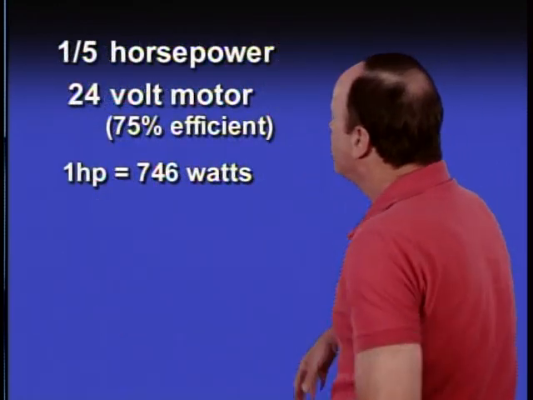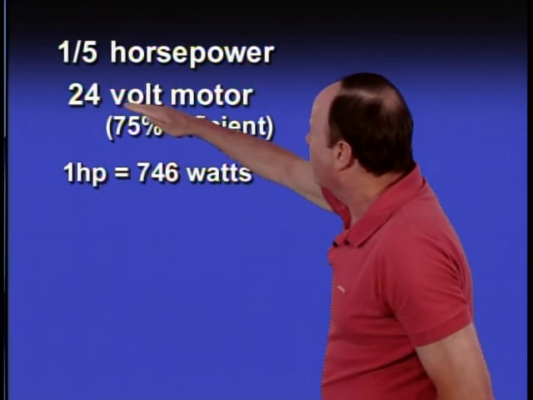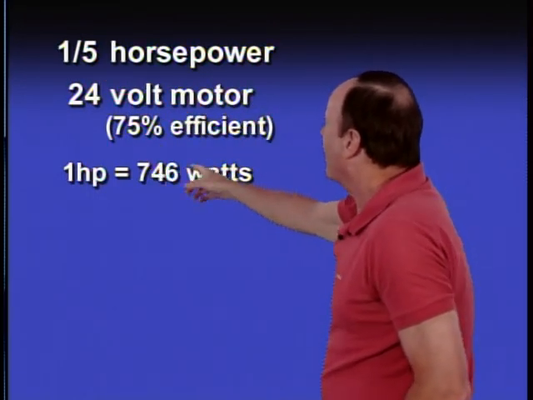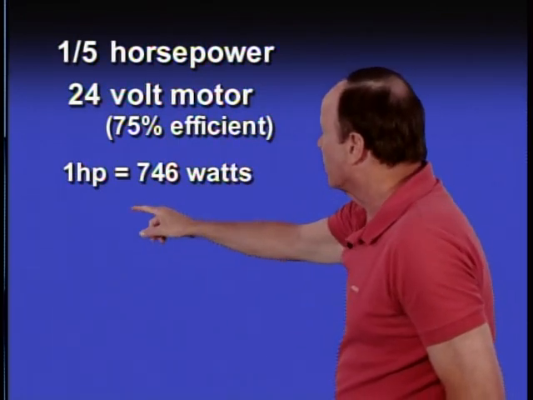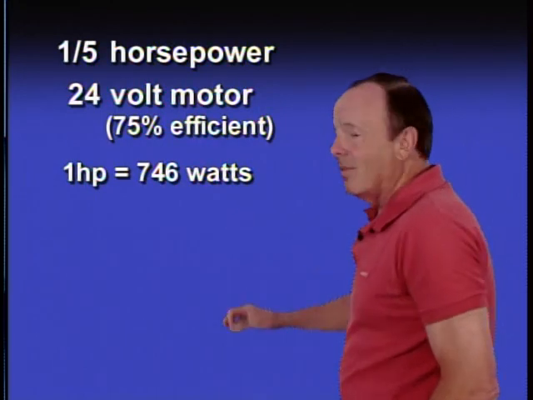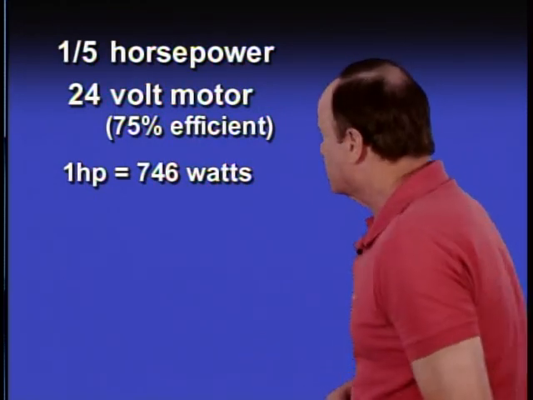Here you have a motor that produces 1/5 horsepower. It's a 24-volt motor that's only 75% efficient, and they tell you that 1 horsepower is equal to 746 watts. That's a key bit of information you have to know, but they already told you that. So let's take a look at it.